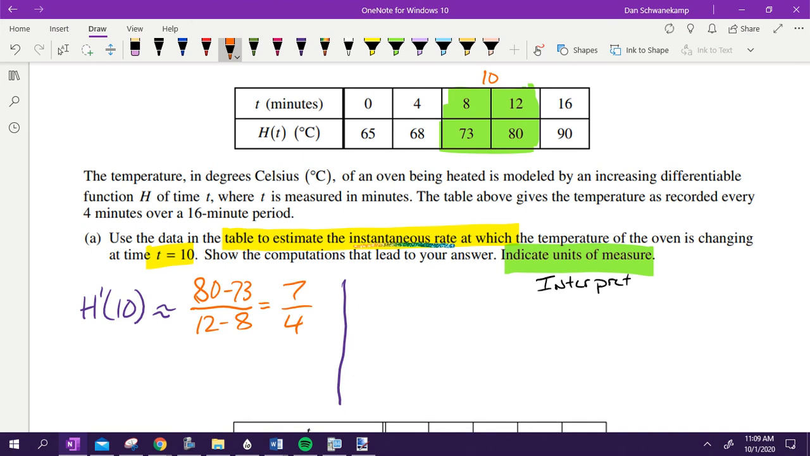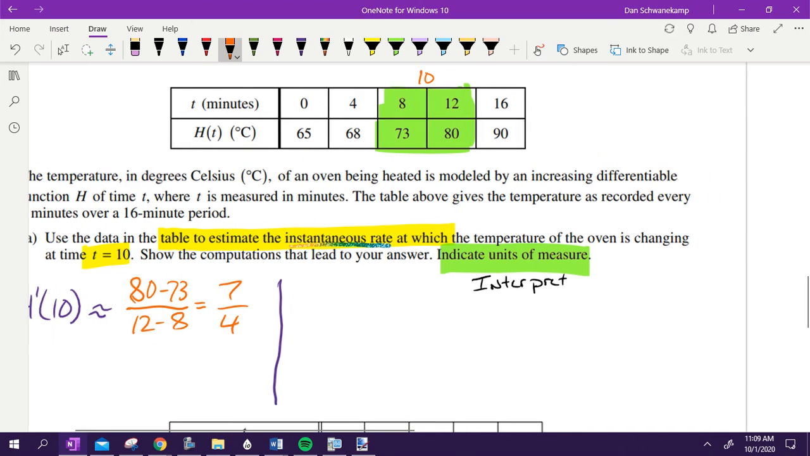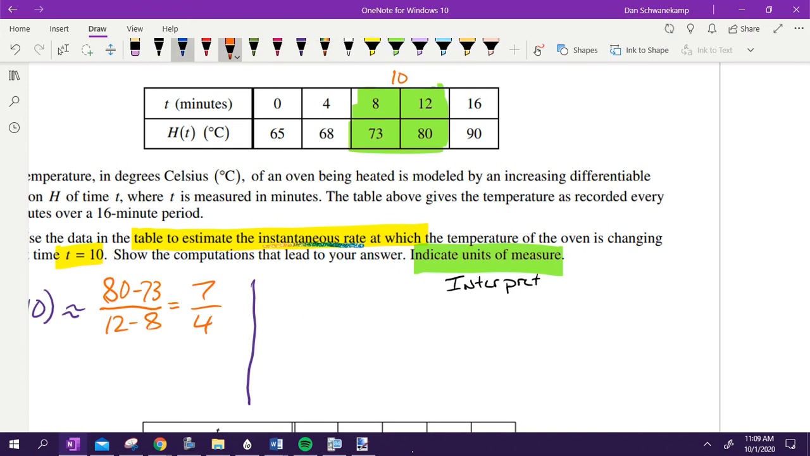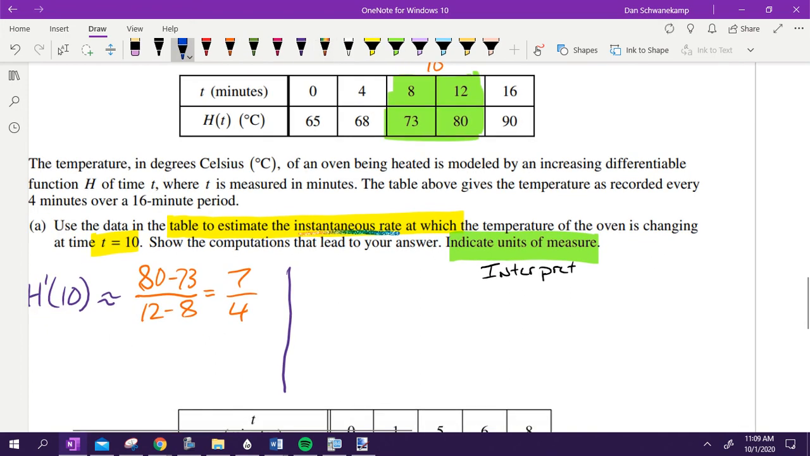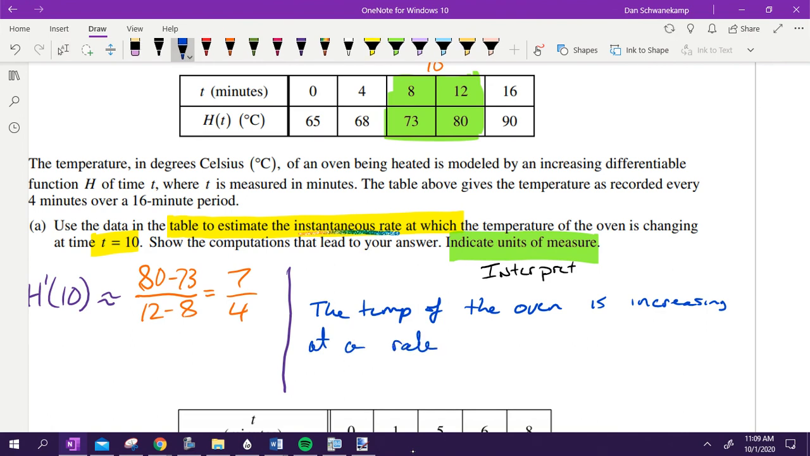That's the first part. We didn't interpret it. We didn't show the units yet. Let's interpret that. Okay? So let's go through that. Max H, what did you say for your interpretation here? The temp of the oven. Great. Keep going. Is increasing at a rate of 7 over 4 degrees Celsius per minute.